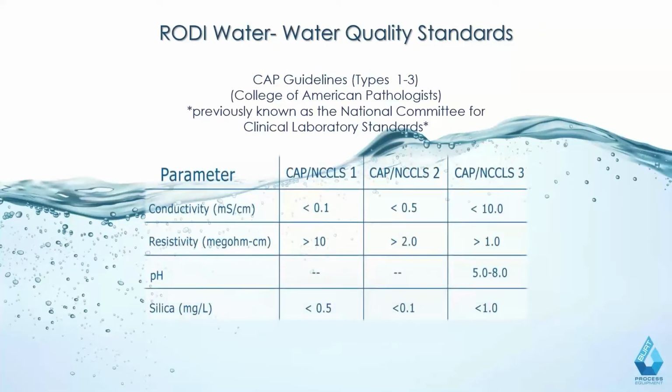There are also the CAP standards. These are not necessarily competing. They're just basically different water standards, and there's CAP 1, 2, 3, and they cover a little bit of a different range of parameters between pH, resistivity, and silica. These used to be called the NCCLS standards at one time, or National Committee for Clinical Laboratory Standards.